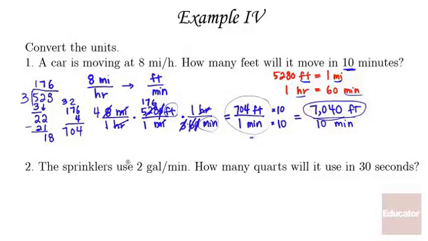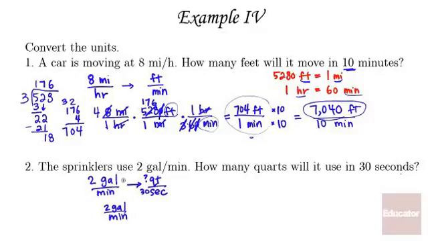The sprinklers use 2 gallons per minute. How many quarts will it use in 30 seconds? So again, we have to convert units. This is 2 gallons per minute. I want to convert this to quarts per seconds. Okay, so I'm going to put just 30 seconds here. So question mark, how many quarts per 30 seconds? So I'm going to start off with this again. 2 gallons per minute.